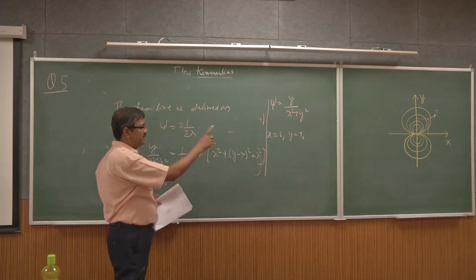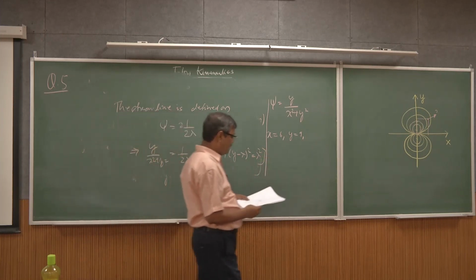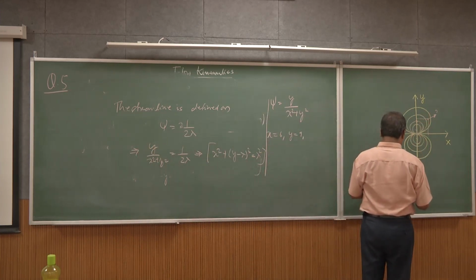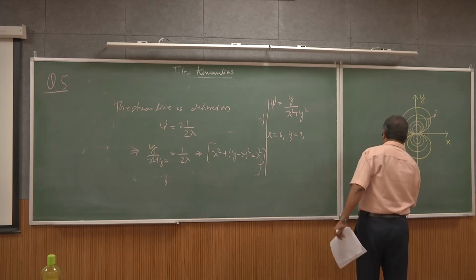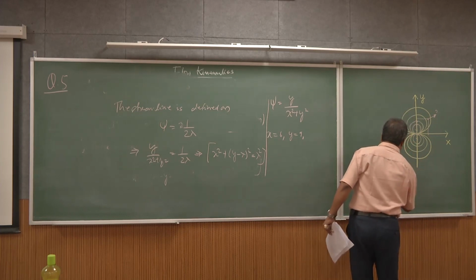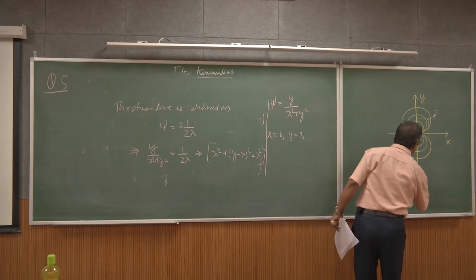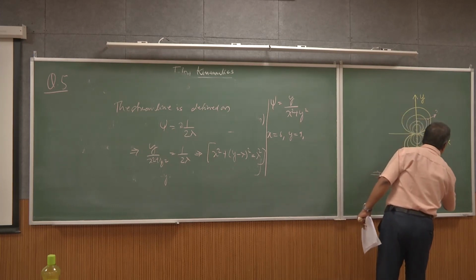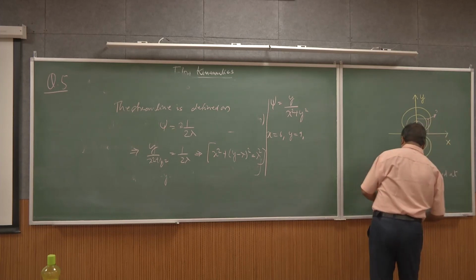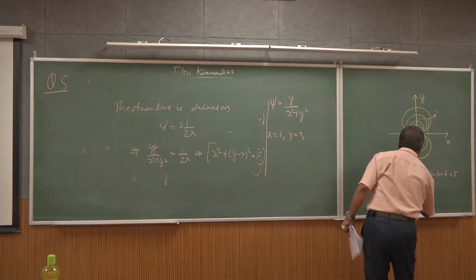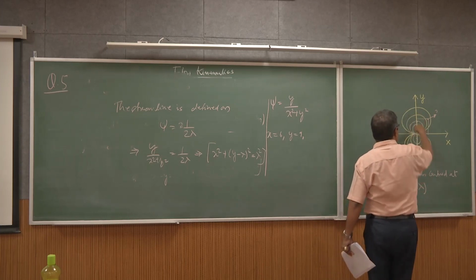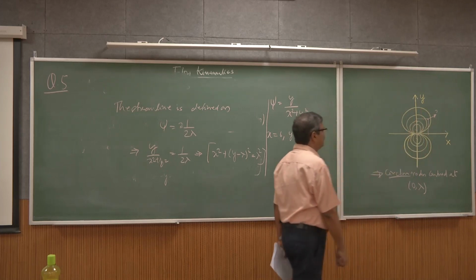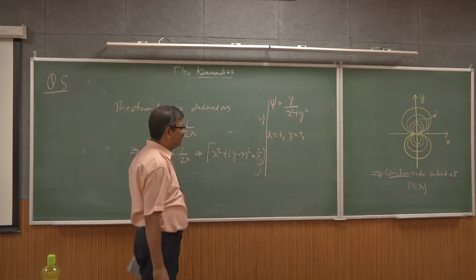That's what is represented here. It is a circle of radius centered at 0 and lambda. As lambda varies, different circles are obtained. That's the solution for this.